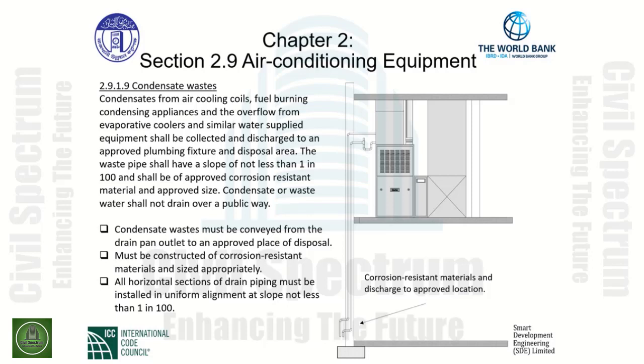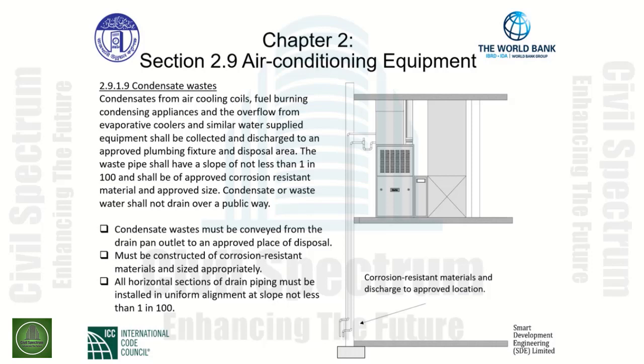The piping needs to be corrosion-resistant due to the fact that we don't want any rust or inhibited type of corrosion on the inside of the piping that will limit the flow area within the piping. All horizontal sections of the drain piping must be installed in a uniform alignment as well, and slope not less than 1 in 100.